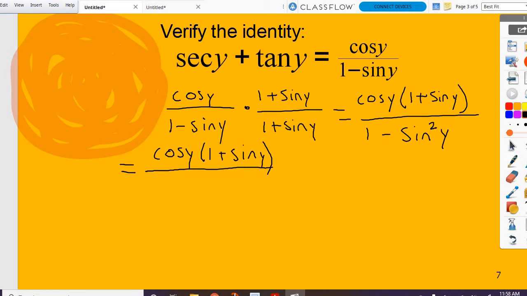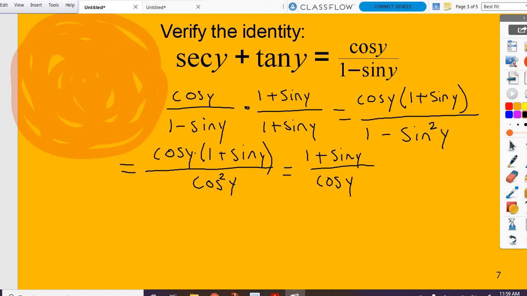Cosine squared. Well, that's nice because now notice I have a cosine in the top and the bottom, and now this is multiplication in between my two things. So now we can reduce. So we're just left with 1 plus sine of y on top and cosine of y on bottom.